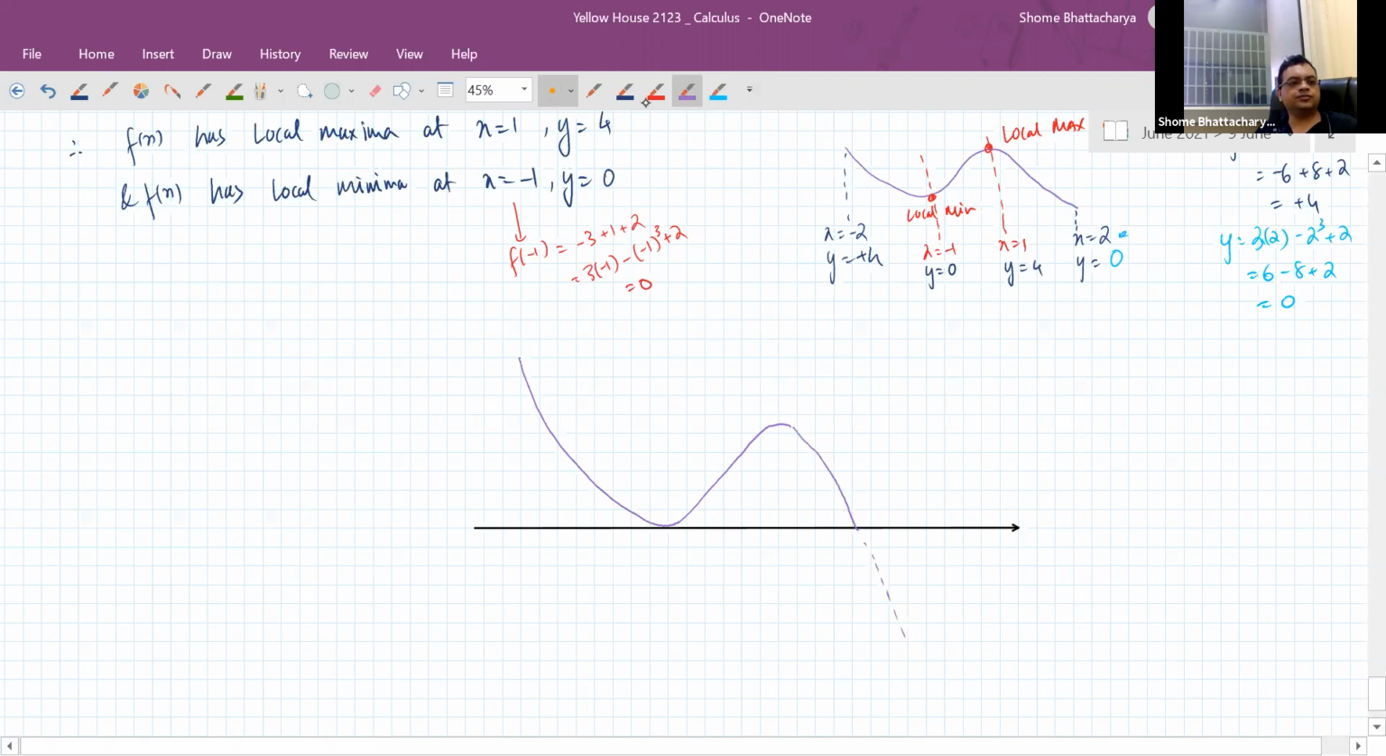But actually this graph would go further also. And also I can see that in between, at x equal to 0, the value of y is going to be 2. So I know that my y-axis has to be somewhere here.